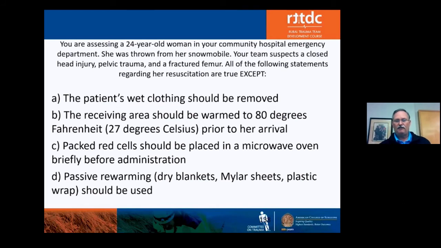Okay, I think pretty much a consensus. C is the correct answer. You don't want to put your red blood cells in a microwave oven. That's where you'll get into a lot of problems if you do that. So, all right, that's the end of the exposure and disability part.